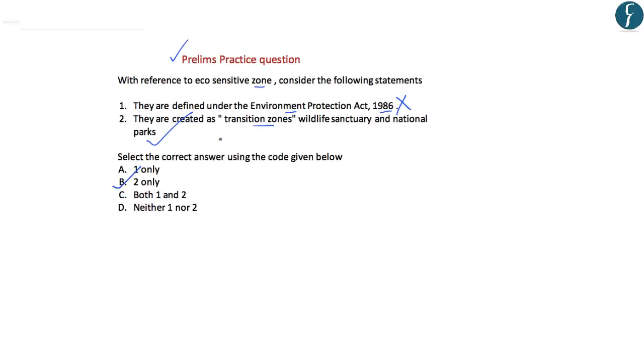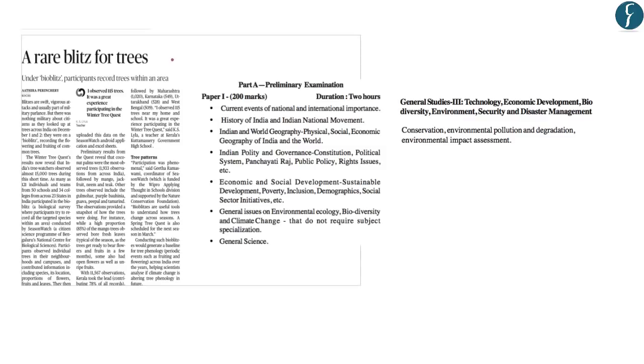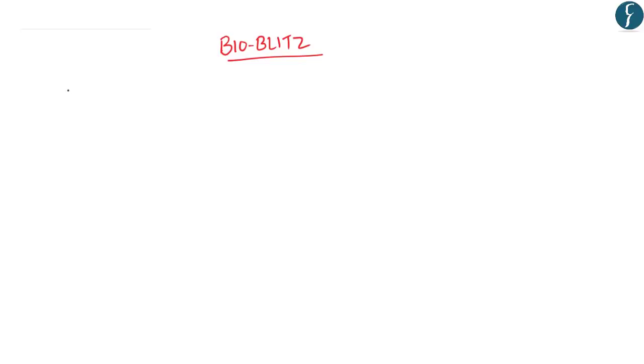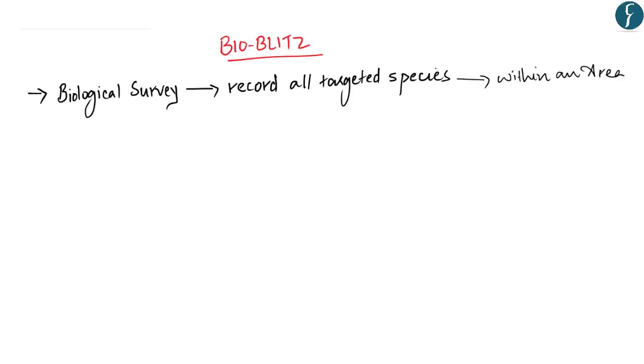With this, let's move on to our next article. The next news article is from page number 20 and is in the context of the Bio-blitz. From your prelims, it will be a part of your environment and ecology, and for your mains, it will be under paper 3 under the subtopic of environment and conservation. Let us know a few details about the Bio-blitz. Now, though ordinarily blitz are considered as swift, vigorous attacks and are normally a part of military parlance, Bio-blitz altogether have a very different connotation.